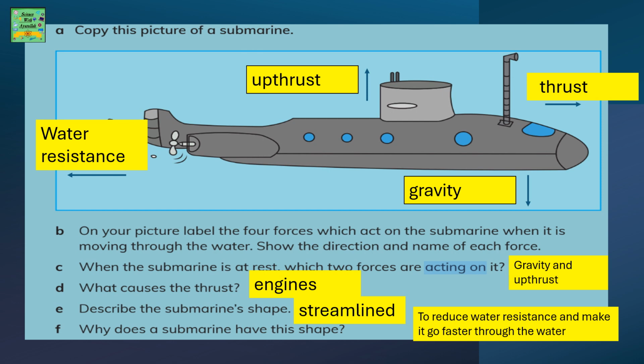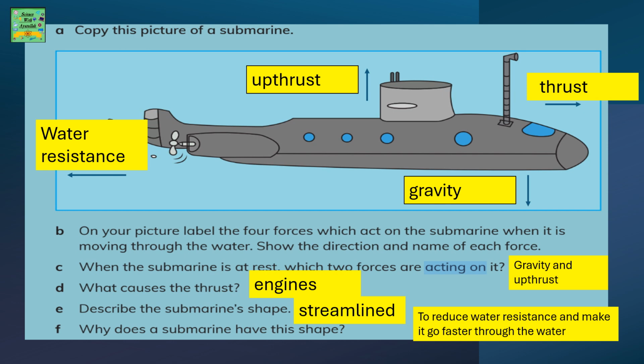Copy this picture of a submarine. Now on your picture label the four forces which are acting on the submarine when it is moving through the water, and show the direction and name of each force. The first one is thrust. Thrust moves in the forward direction of the submarine. Upthrust goes upwards. Gravity is downwards. Water resistance is always acting in the opposite direction of the flow of water, so it's backwards.